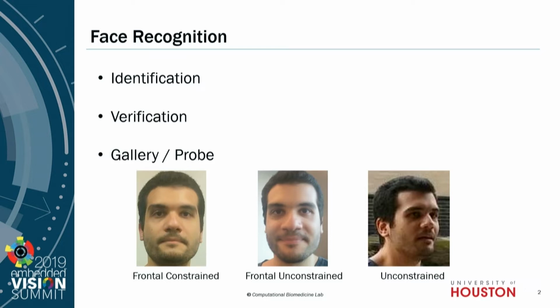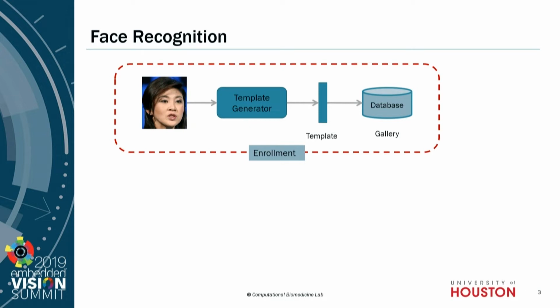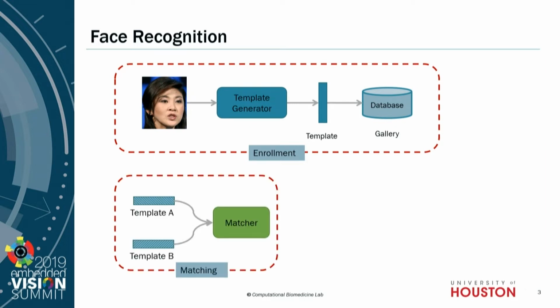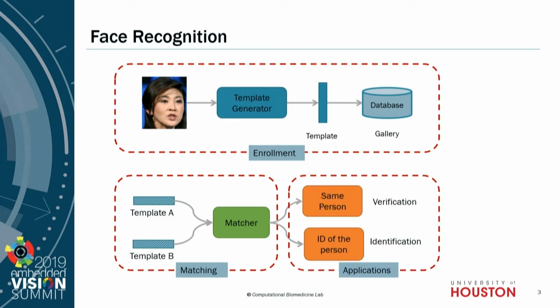In a face recognition system, usually there are two components. We have the template generator, whose job is to take as an input your dataset, one image, multiple images, videos, or a mixed set of media, and generate a template, and this template is stored in your gallery. Then once you get a new dataset, you generate a new template, and you invoke a matcher that will match these two datasets and give you a similarity score. Depending on the application, whether it is identification or verification, we can say whether these images are from the same individual, or it gives you the ID of the individual.